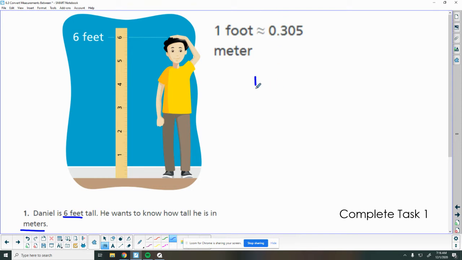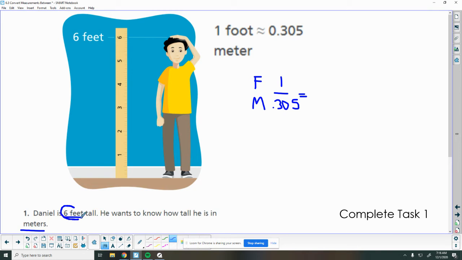So let's just start and set up what we know. So we know we have feet and we know we have meters. So pause and write down what you know about feet and meters. So 1 foot is 0.305 meters. Now we're going to come to the problem and see what do we need to know.